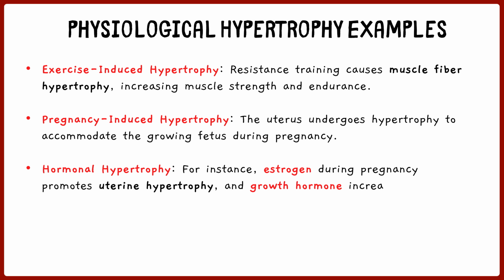Hormonal hypertrophy, for instance, estrogen during pregnancy promotes uterine hypertrophy, and growth hormone, for example, can increase skeletal muscle size. So, certain hormones can stimulate hypertrophy, whether it's estrogen for pregnancy or menstrual cycle, or growth hormone, and even testosterone can enhance skeletal muscle hypertrophy, which increases the size and the strength of these individual muscle fibers.